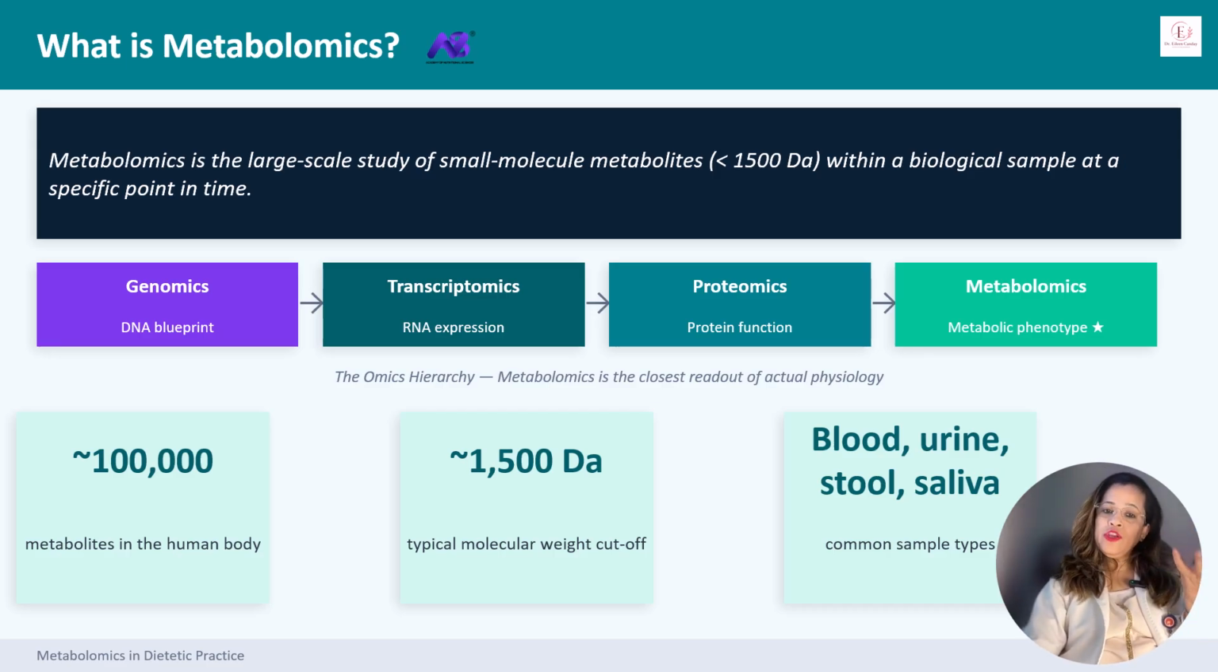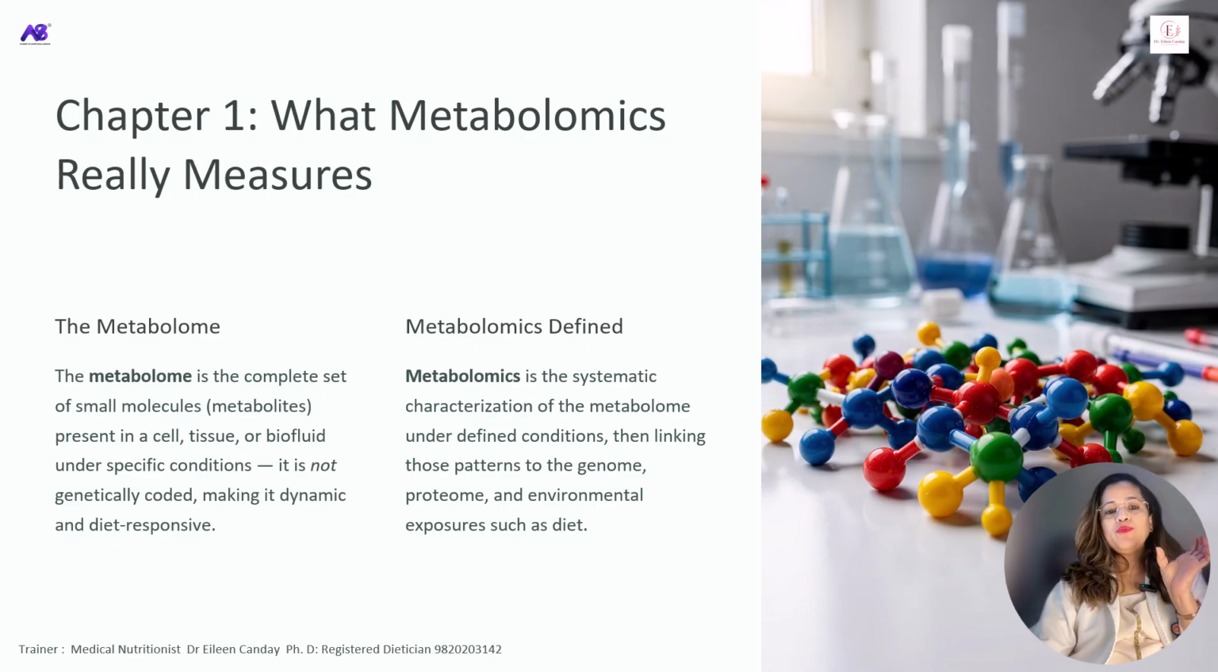So, can you think of a metabolite that you have already measured in clinical practice? Correct, one would be blood glucose, cholesterol, uric acid. So, what are these? These are all metabolomic measurements, and therefore we understand it from the metabolite point of view.